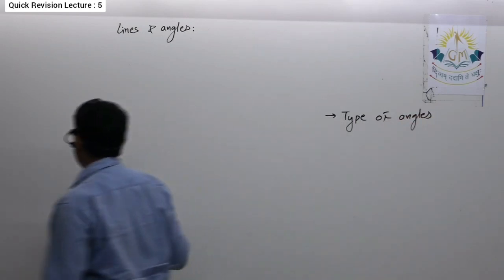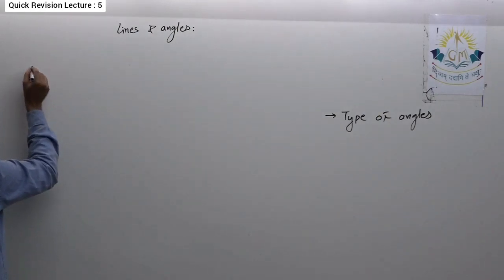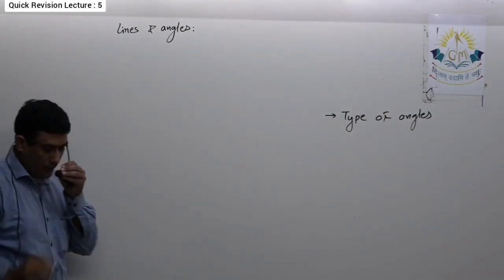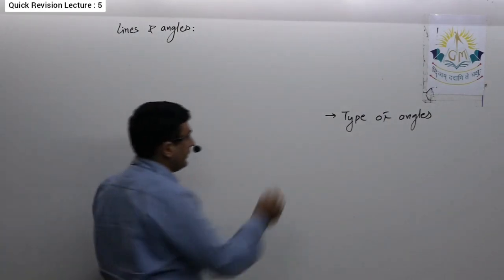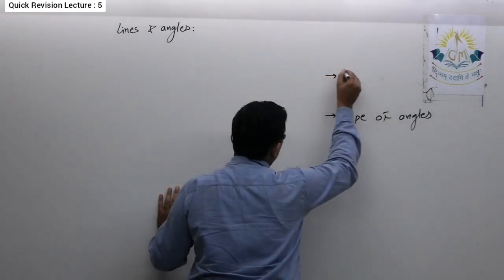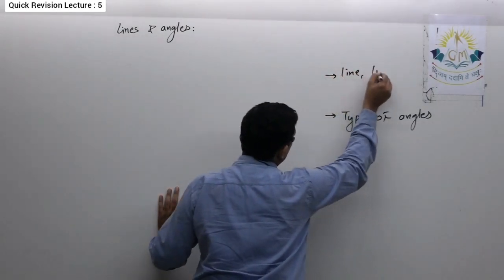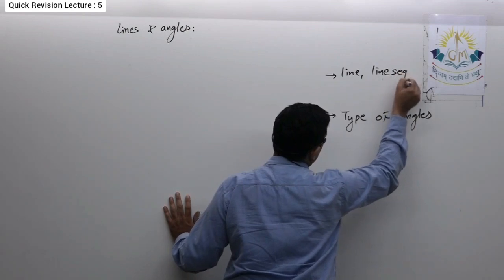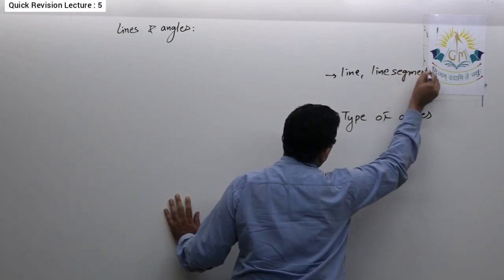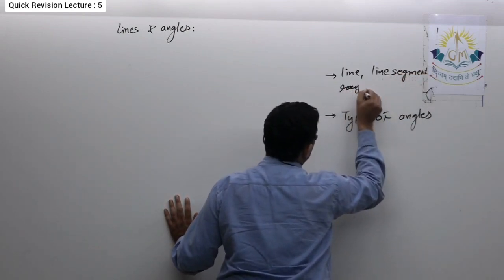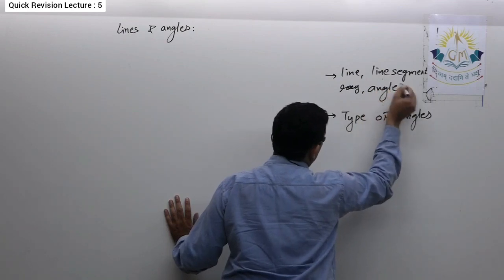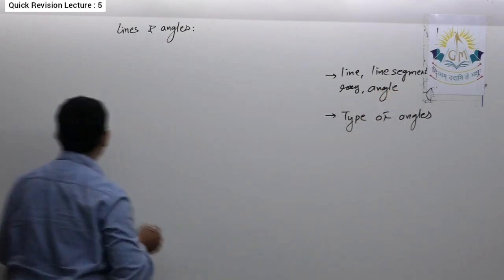Or before that, we'll see simple things. What is line, segment, and ray. Okay, so basics we will see, that is line segment, ray, angle, and then we'll come to the types of angles.